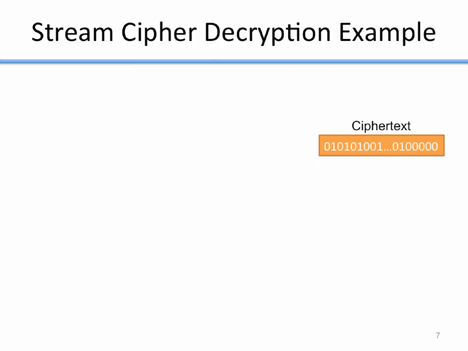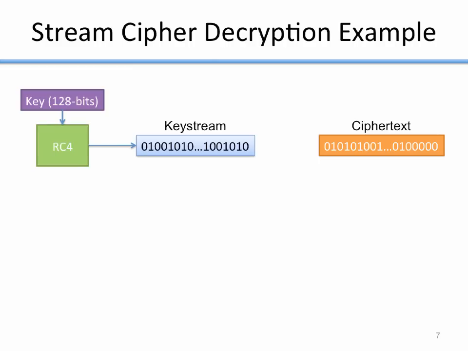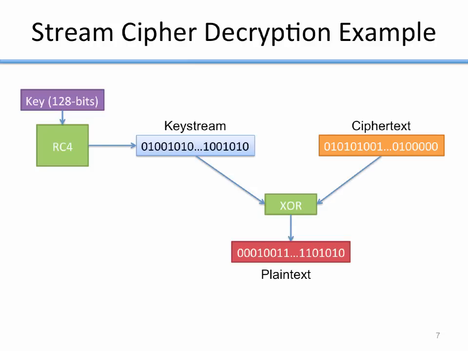Okay, so how would I decrypt in this example? Well, I'd start with that same ciphertext and that same key. I would put the key into RC4. I would get out the key stream. I would exclusive OR the key stream and the ciphertext together. That would get me the plain text. So encryption and decryption actually operate almost identically. You put the key into the stream cipher, you get out the key stream, you exclusive OR that with either the plain text or the ciphertext, depending on what you're doing, and then you get the opposite.